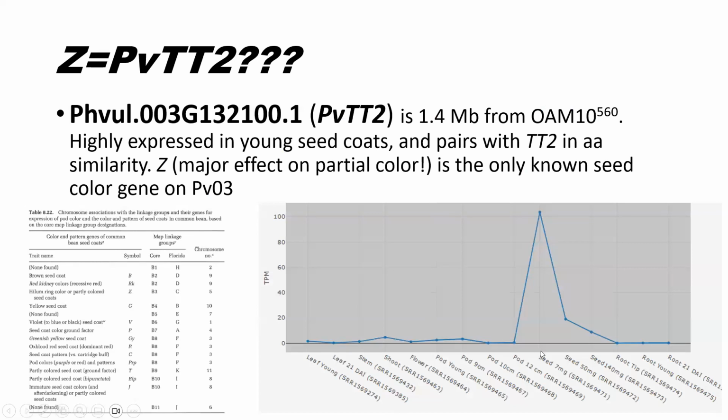And if you look at the expression pattern of that gene, this is just from the Common Bean Gene Expression Atlas, it's massively expressed in seeds and basically nowhere else. So it's certainly very interesting based on its relationships with other genes known to influence seed color, the fact that it's expressed in the right location basically, and it's mapping to the right location.